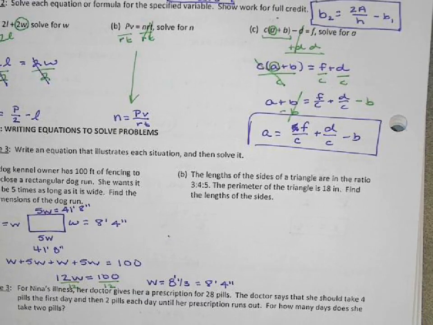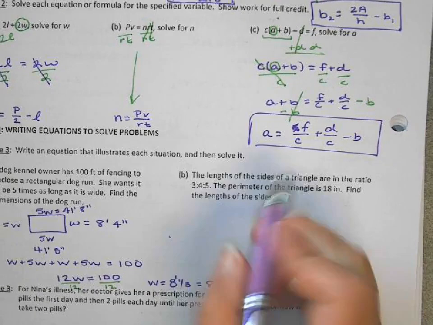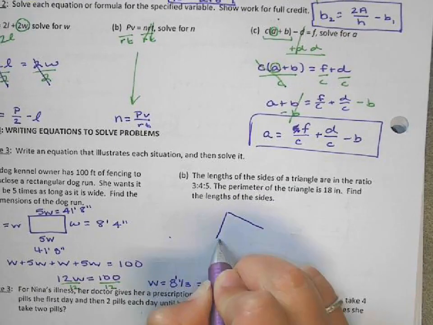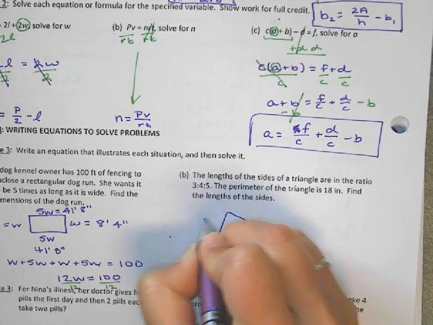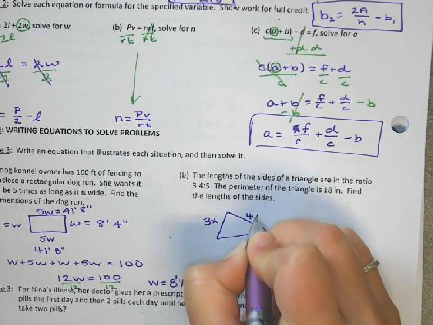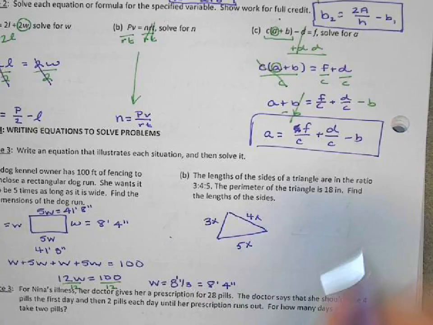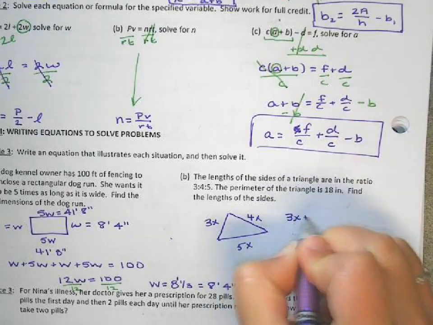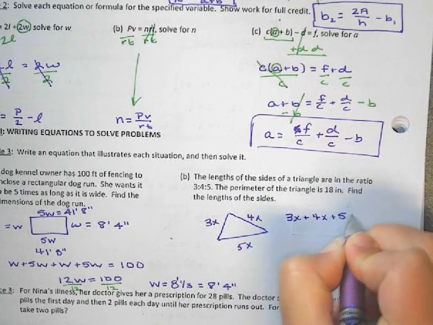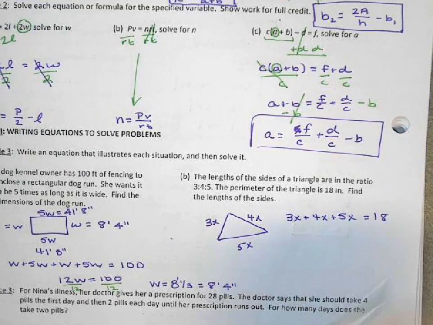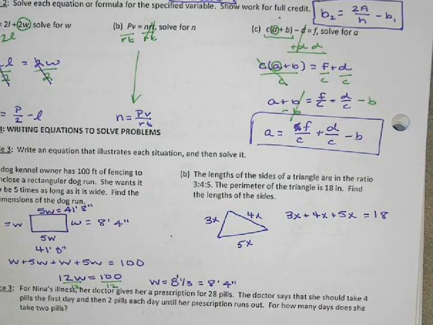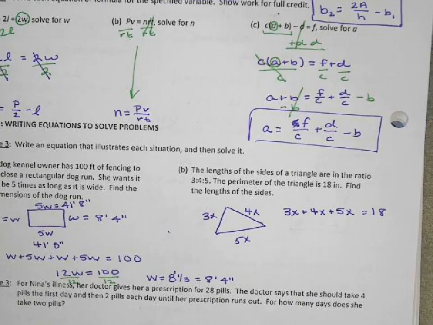All right. It says the lengths of the sides of a triangle are in the ratio of 3, 4, 5. So if I draw a triangle here, one of them is 3x, the other is 4x, the other is 5x. And it says the perimeter is 18 inches. So if I add up around the outside, 3x plus 4x plus 5x, I'm going to get 18. Find the length of its sides.